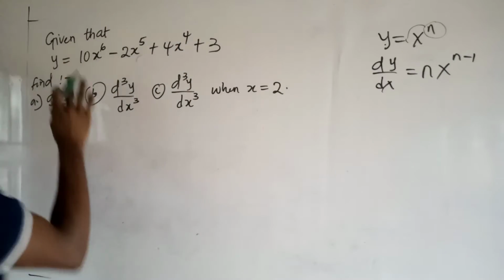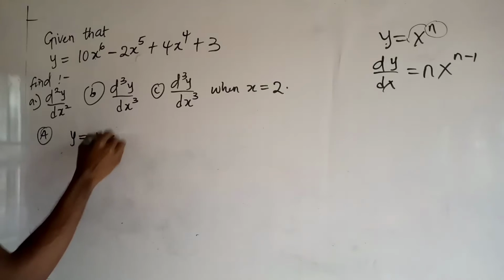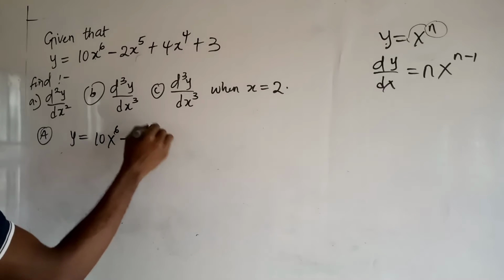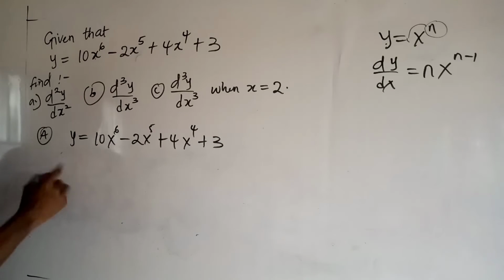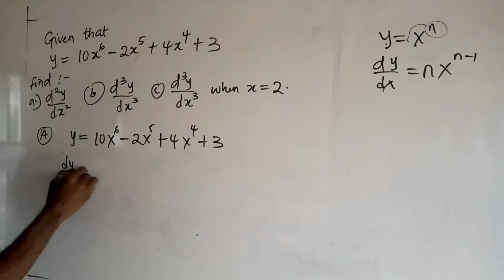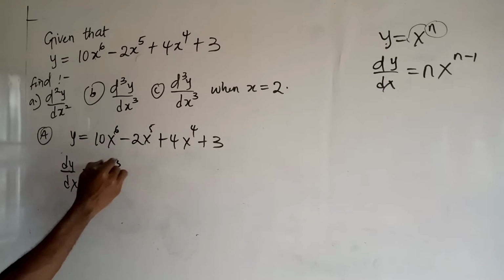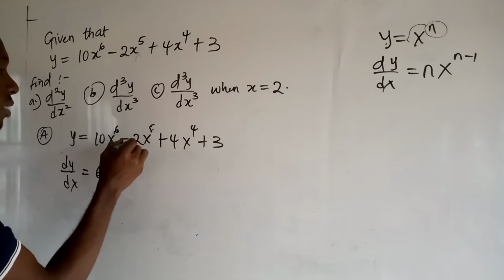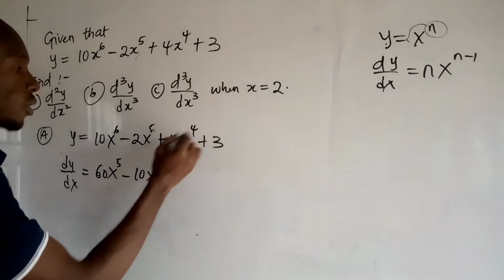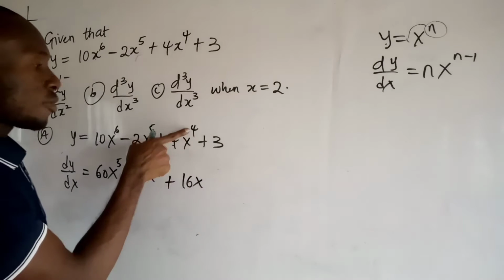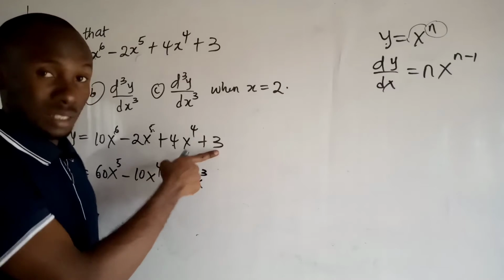So now, in this case, for part a, we have y is equal to 10x to the power 6 minus 2x to the power 5 plus 4x to the power 4 plus 3. Differentiating this function with respect to x, dy/dx is going to become 6 times 10, which will give me 60x. Then removing 1 from the power, I have 5. Then minus 2 times 5, which will give me 10x. Removing 1 from the power, I have 4. Plus 4 times 4 will give me 16x. Removing 1 from the power, I have 3. And lastly, when you differentiate a constant, it is 0.